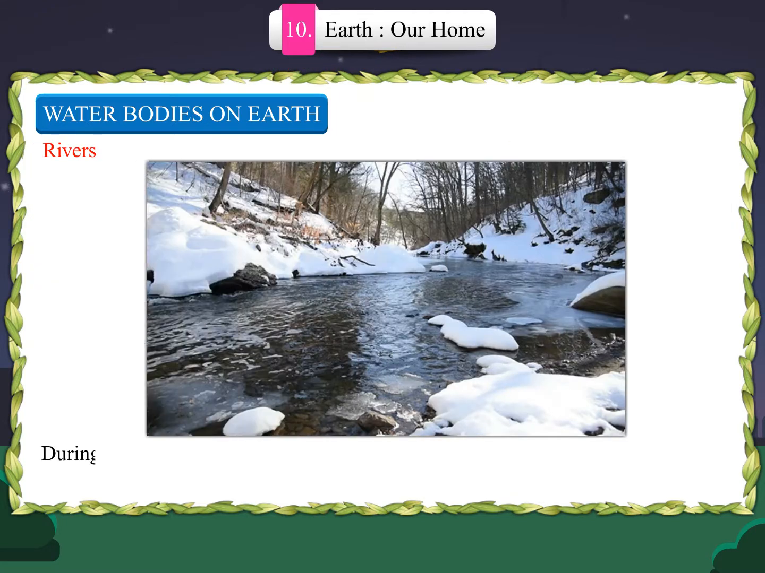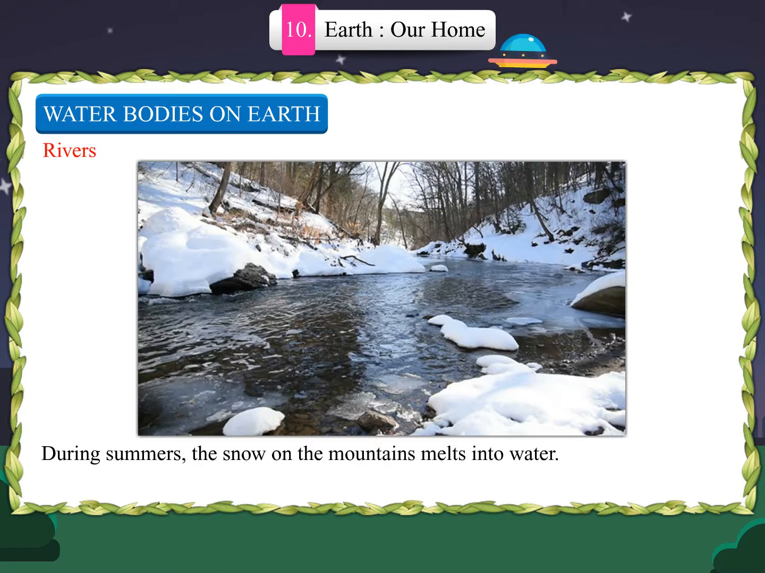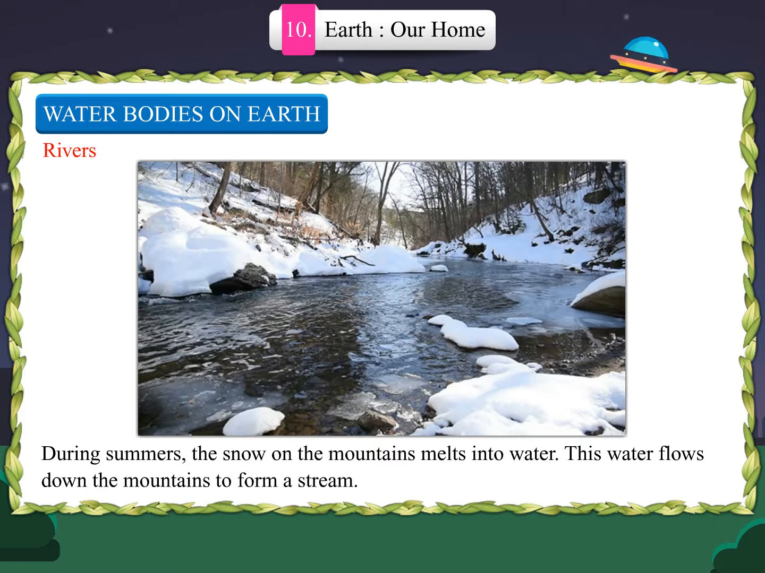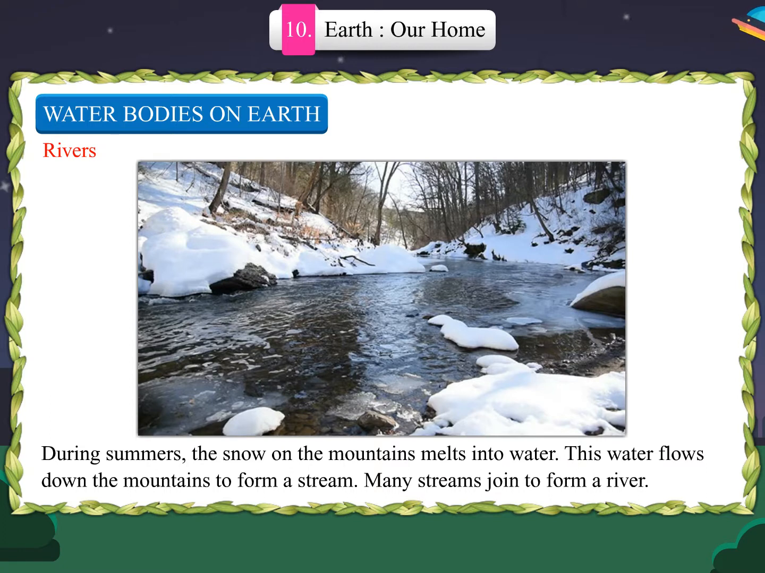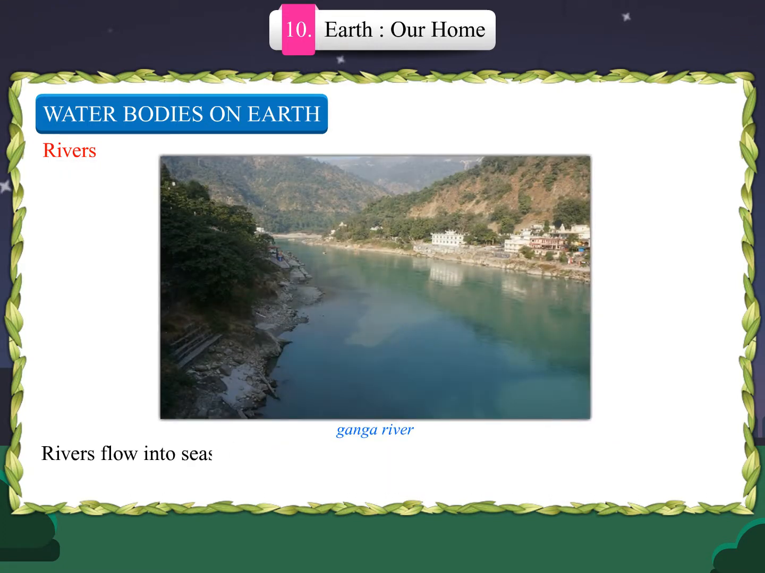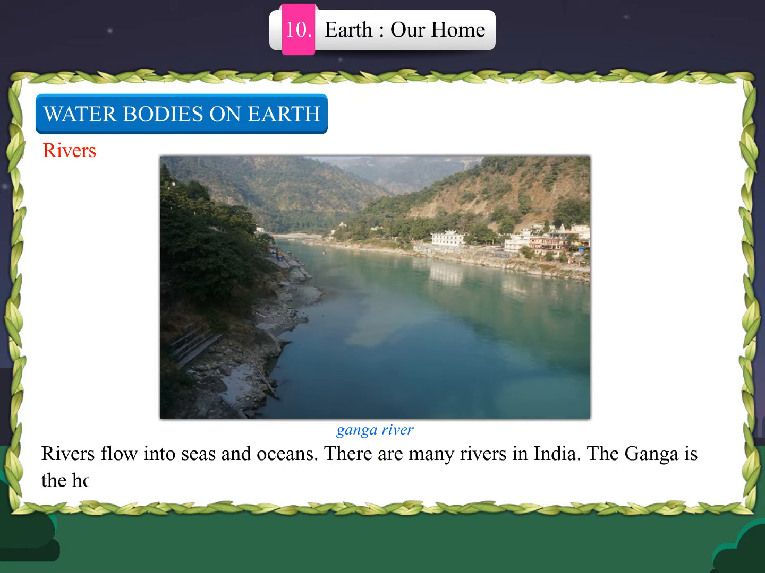Rivers. During summers, the snow on the mountains melts into water. This water flows down the mountains to form a stream. Many streams join to form a river. Rivers flow into seas and oceans. There are many rivers in India. The Ganga is the holiest river of India.